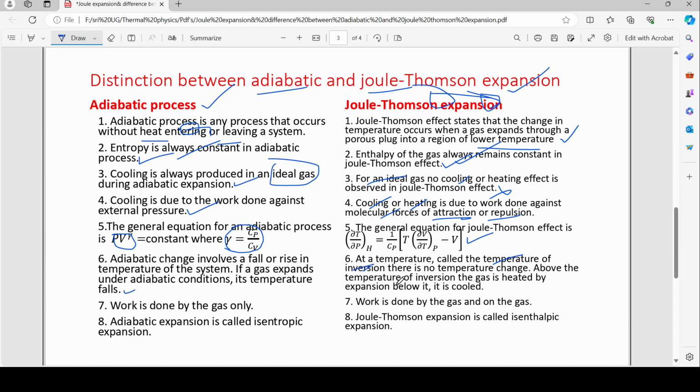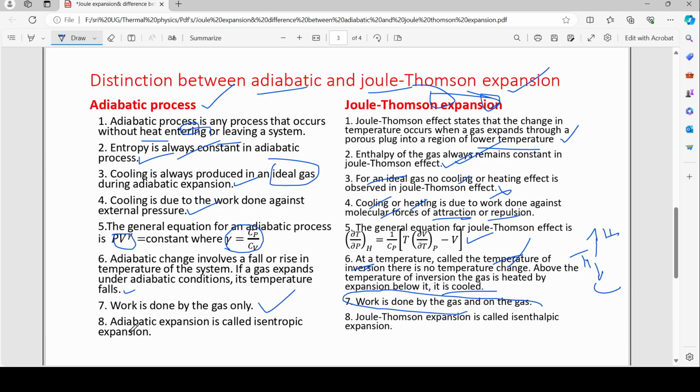Above this temperature of inversion, the gas is heated by expansion. Below it, it is cooled. Above it, heated, and below it, what? Cooled. So above the inversion temperature, heating effect, and below the inversion temperature, cooling effect. But at the inversion temperature, neither cooling nor heating. Work is done by the gas only here. Here work is done by the gas and on the gas. Both processes take place here.